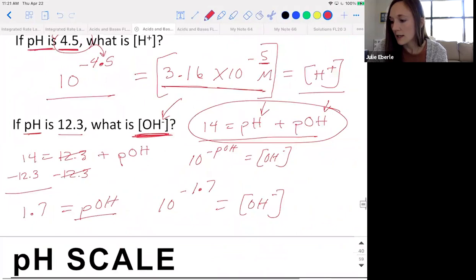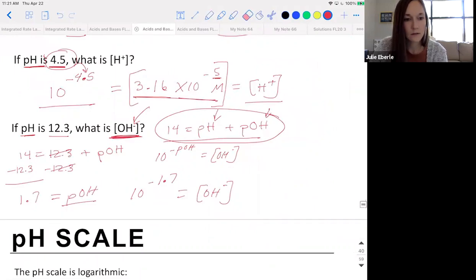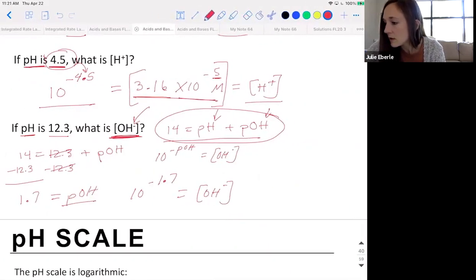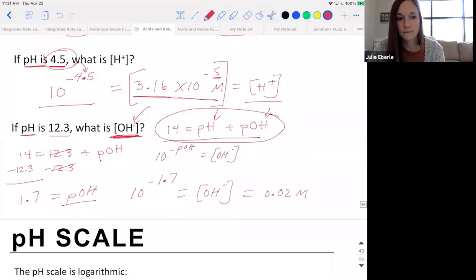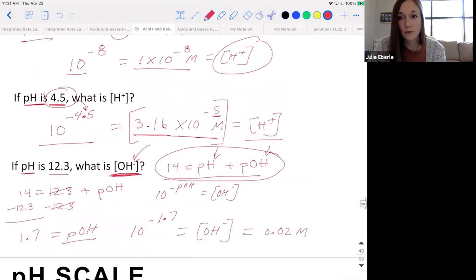Okay. So what is 10 to the power of negative 1.7? What is our concentration of OH minus? 0.02 molar. So questions so far on how I solve for the concentration of H plus or the concentration of OH minus, or how I calculate a pH or a pOH?